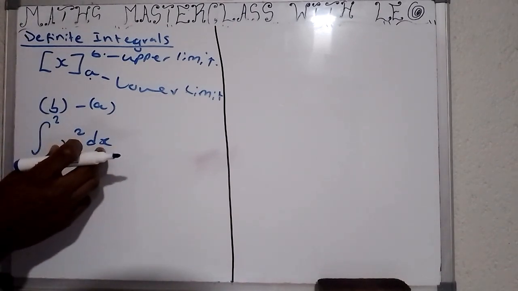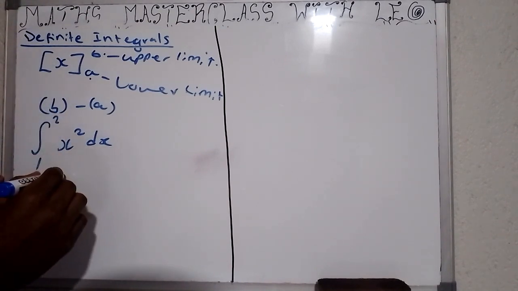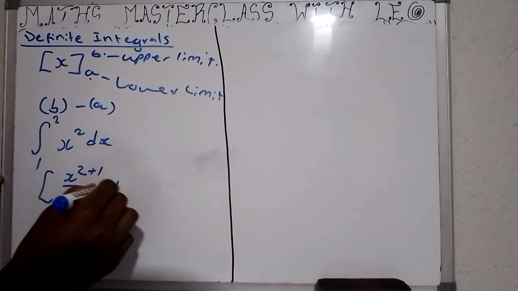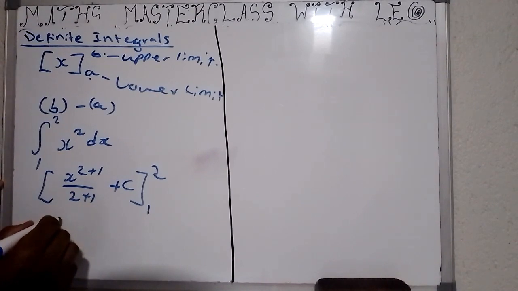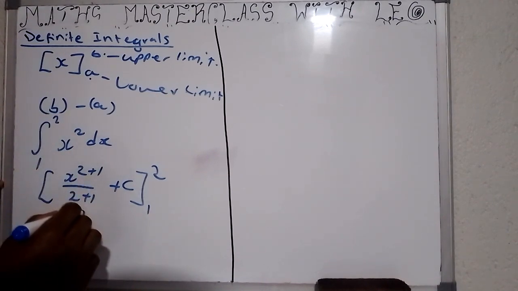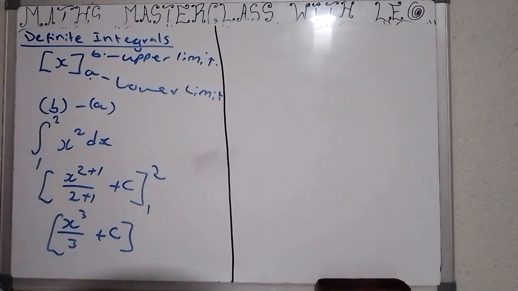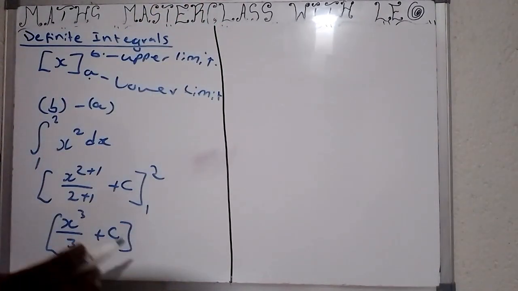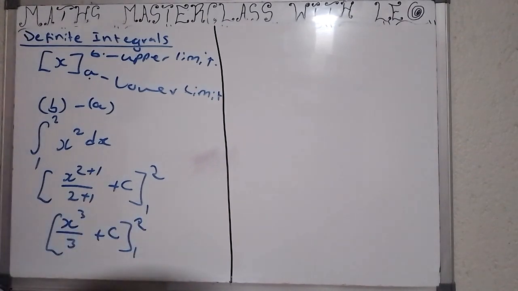I know the procedure for this one, which is going to be x to the power 2 plus 1 over 2 plus 1, plus c. But I know my limits, it will start at 1 and end at 2. So I'm going to have x to the power 3 over 3 plus c, not forgetting my limits, which are 1 and 2.